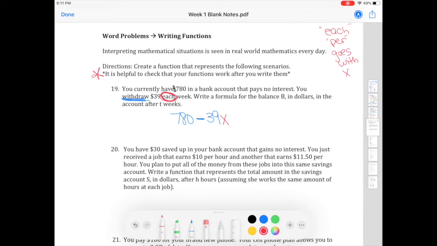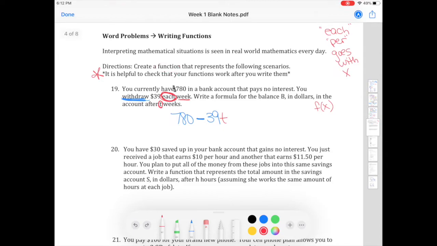Now that we understand that concept, I'm going to go into that second sentence. It says, write a formula for the balance B in dollars in the account after T weeks. So I actually made a little bit of an error here, but I hope it made sense to you with the X. It doesn't want me to use X. It's asking me to use T to represent weeks. So where I put an X, I should have actually put a T.